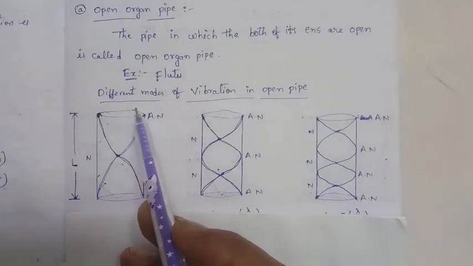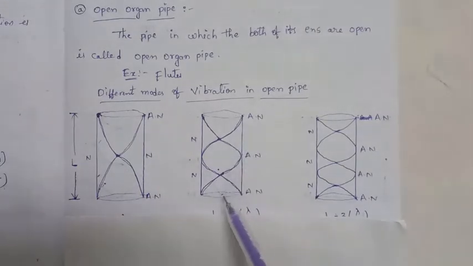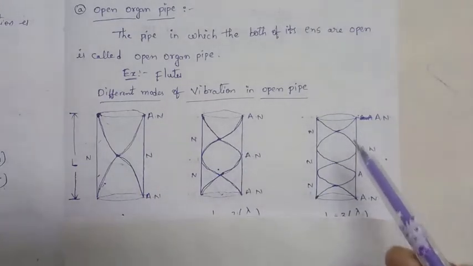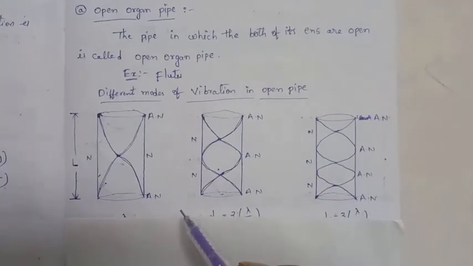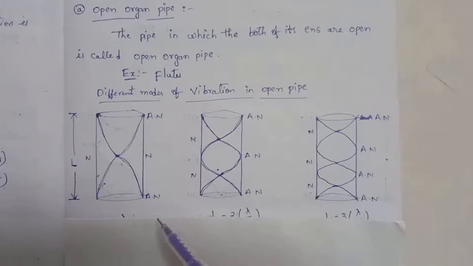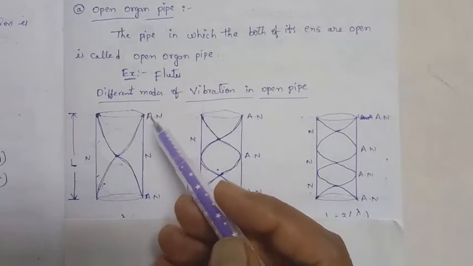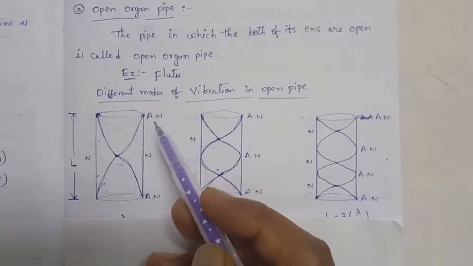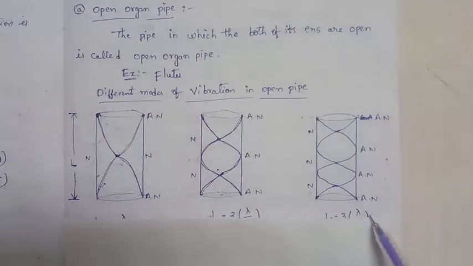So this end will be open, this end will be open, and this end will be open on all of them. These three organ pipes have the same length. Here the length is the same for this also. But you can observe this diagram, what you conclude: at the open end we are getting the antinodes. Here antinode, here antinode, here antinode, and so on.